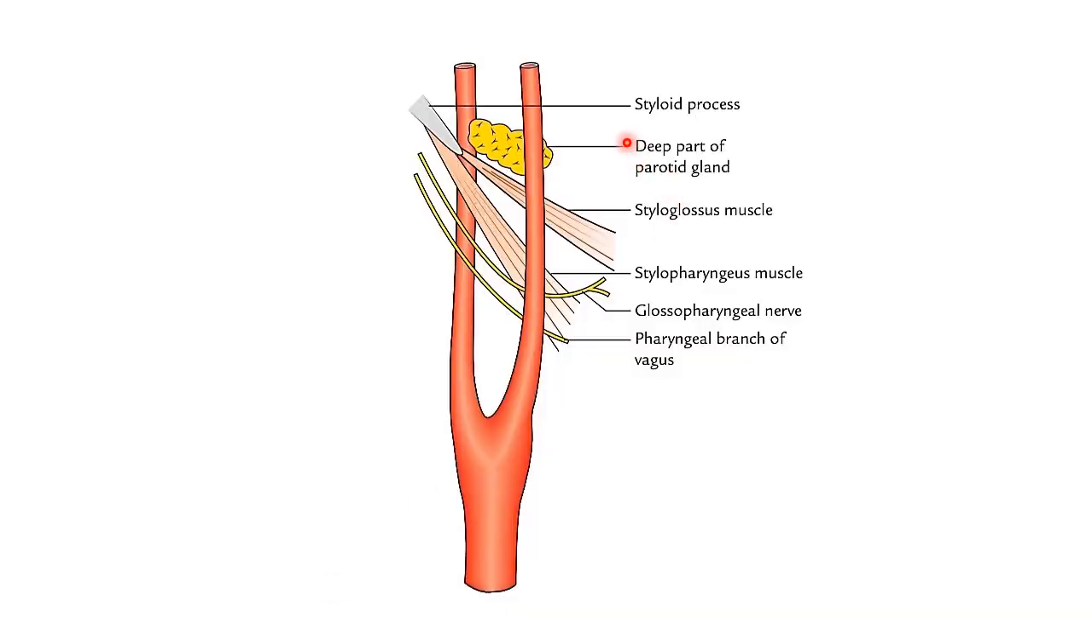The structures passing between the external and internal carotid arteries are the deep part of the parotid gland, the styloid process and the styloglossus muscle, the stylopharyngeus muscle, the glossopharyngeal nerve, and the pharyngeal branch of the vagus nerve.